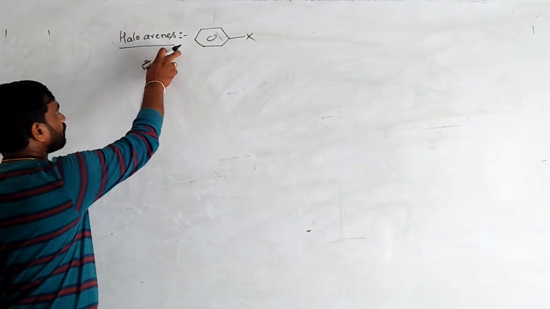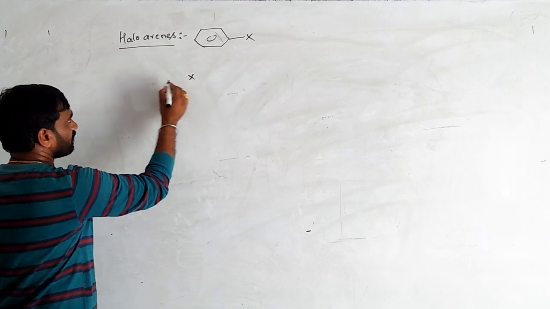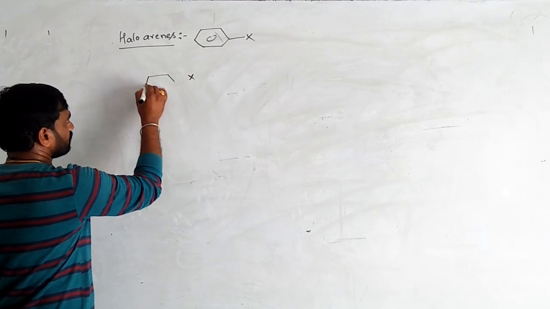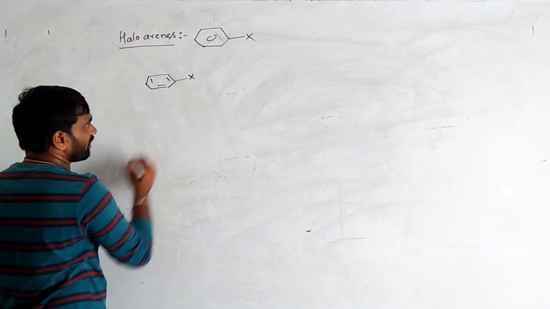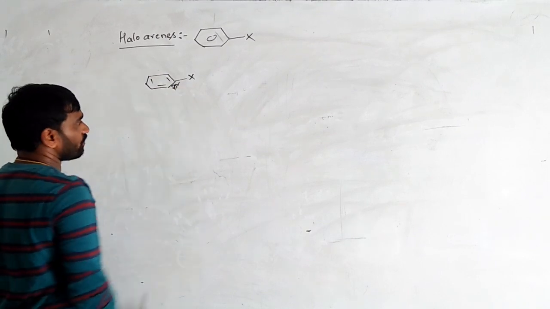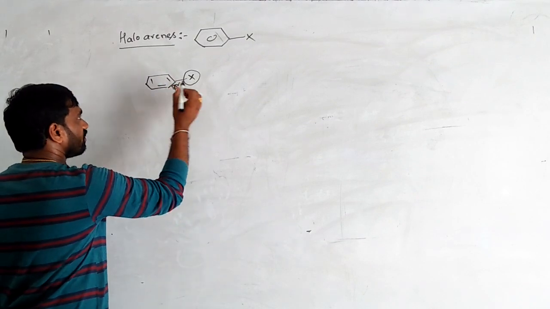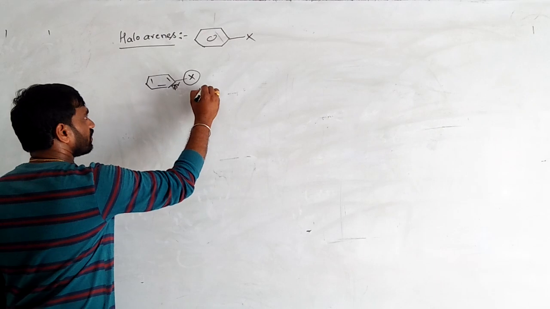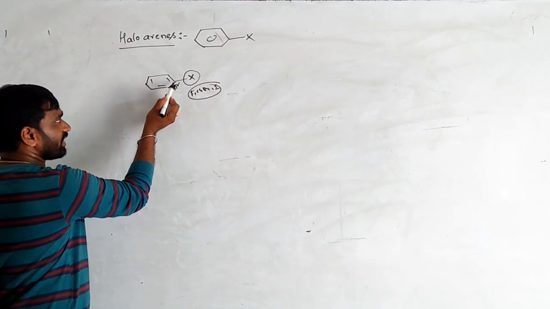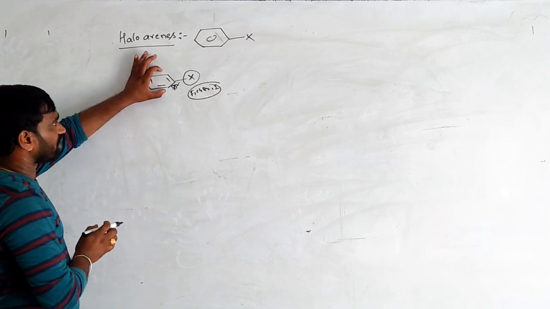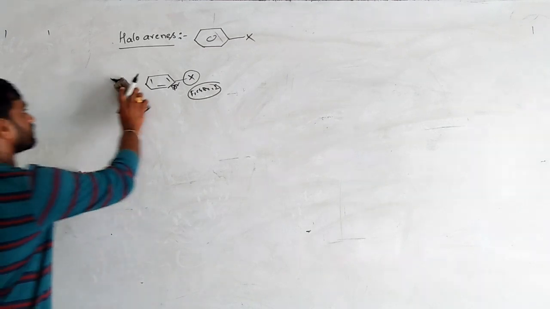Next one, haloarenes. Haloarenes means halogen is directly attached to sp2 carbon of an aromatic ring. Halogens means fluorine, chlorine, bromine, iodine. Halogens directly attached to the sp2 carbon of an aromatic ring are known as haloarenes.